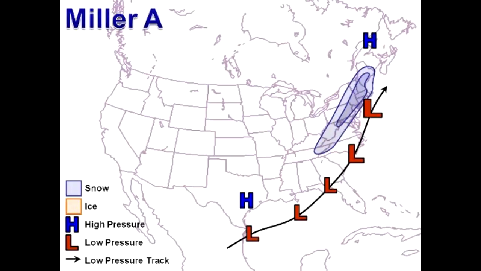Here's a Miller A, just in case you were wondering. You see it starts anywhere from Texas, Mexico, up into Oklahoma, Kansas. It can start anywhere in those areas, but usually it tracks through the Gulf, up the East Coast, the entire East Coast, and then impacts areas in the Northeast and Mid-Atlantic. So the real difference here is that a Miller A travels up the entire East Coast, and a Miller B only travels up about half or 1/3 of the East Coast. So that's your biggest difference there.